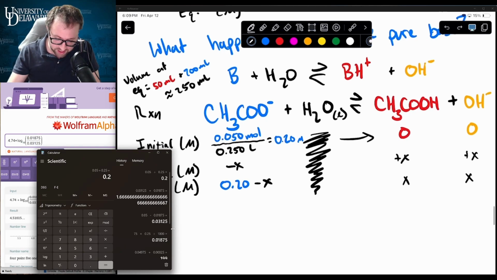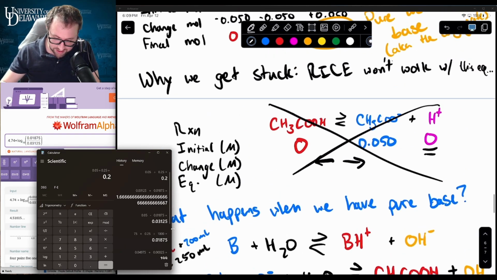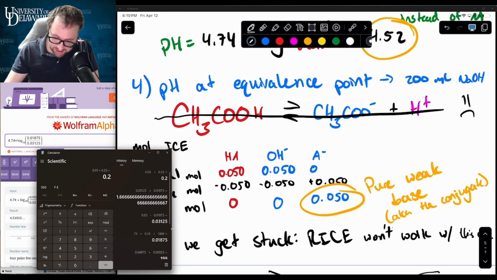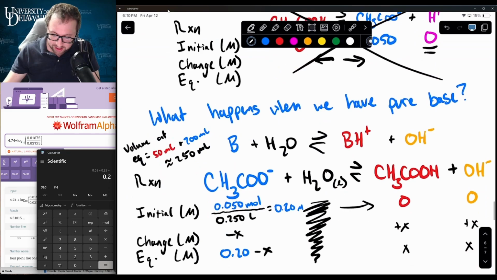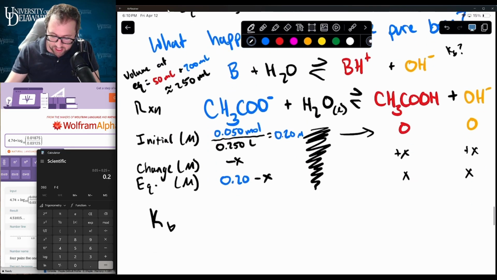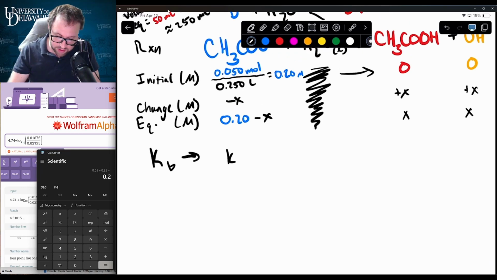So remember, our Ka described our weak acid dissociation. So that's fine, that's great, but that Ka doesn't apply down here. We need to know what's our Kb. And if we remember, we know that Kw is equal to Ka times Kb. Assume these are all capital Ks.